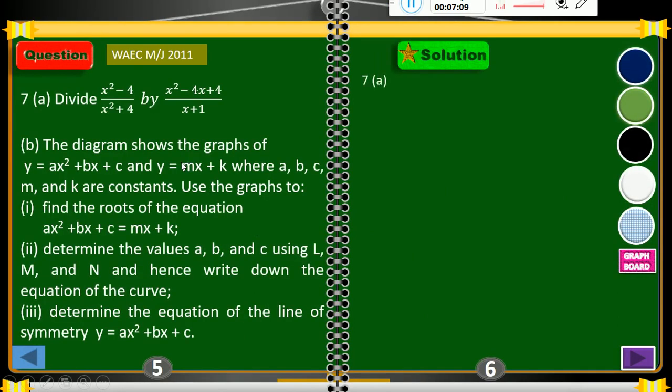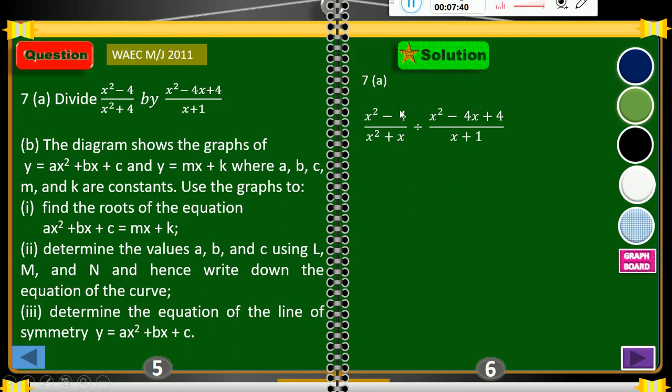We'll now go straight to question number 7. 7a: Divide x squared minus 4 over x squared plus 4 by x squared minus 4x plus 4 all over x plus 1. Then we'll now move to the right side to solve question A. We have this divided by this.